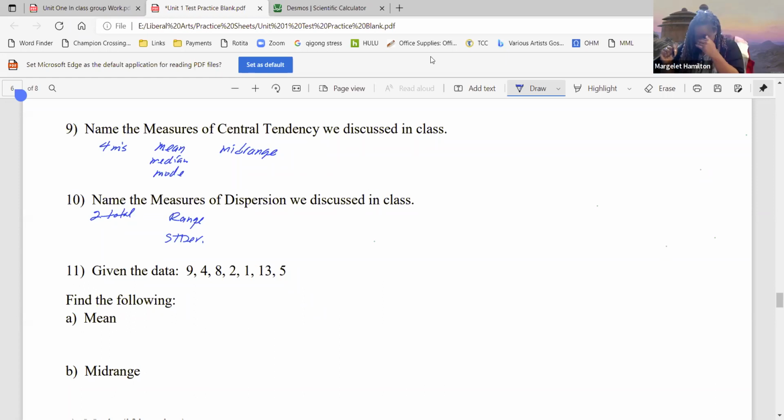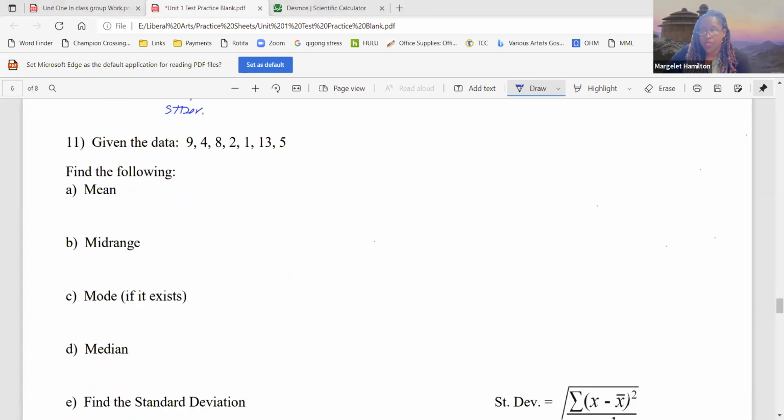Is everybody all right with 9 and 10? All right, so I need you to be able to pick those out of a lineup. Number 11, we're working it where they want you to find the mean, median, mode, and mid-range of this data set, and then find the standard deviation of it. Now, believe it or not, number 11 is probably about 5, maybe 6 problems on the test. If you can do this, that's 5, 6, 7. We're already over halfway through the test already, just by what we done did.